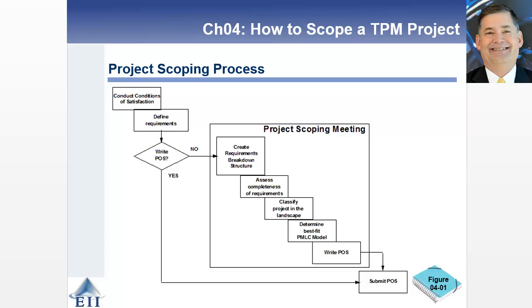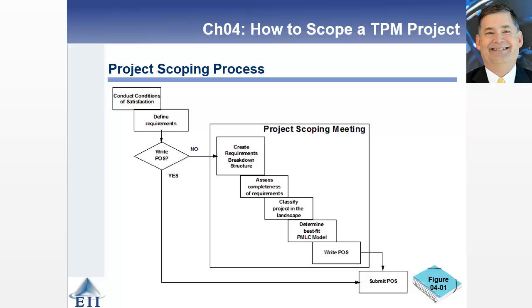If it's not simple, and most projects are not simple, then you're going to go into a project scoping meeting. And during that project scoping meeting, you're going to create a requirements breakdown structure. So it's going to be a document that takes the requirements and breaks them down from a goal all the way down to the features of a particular solution. From there, you're going to use a series of questions to assess the completeness of requirements. Once you've done that, you classify this project within the landscape.